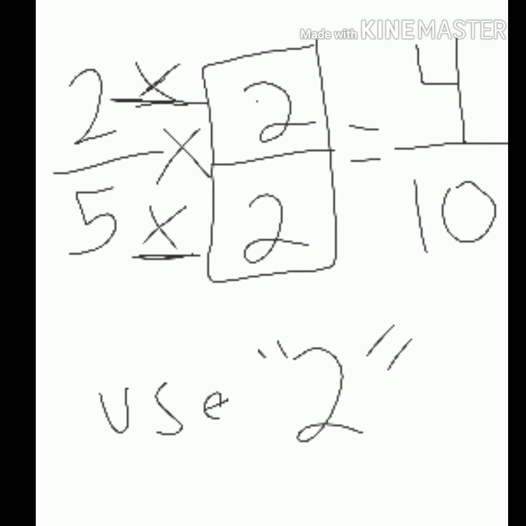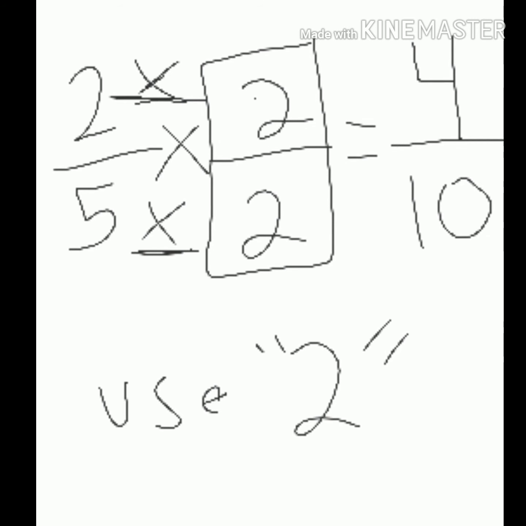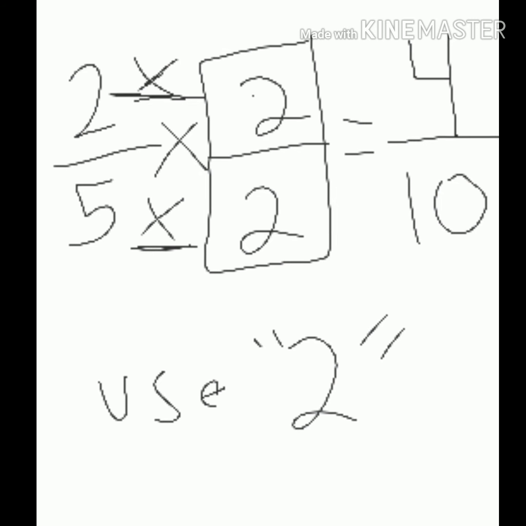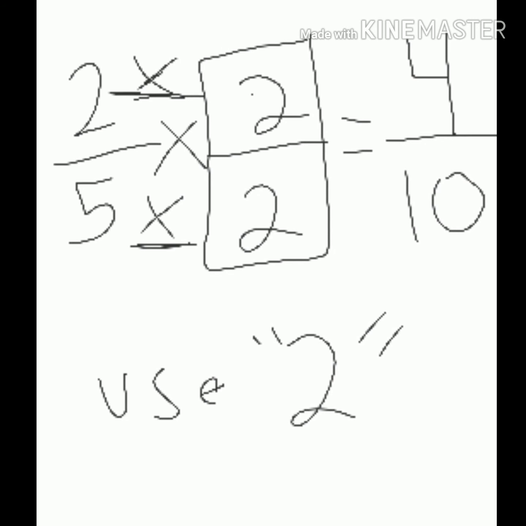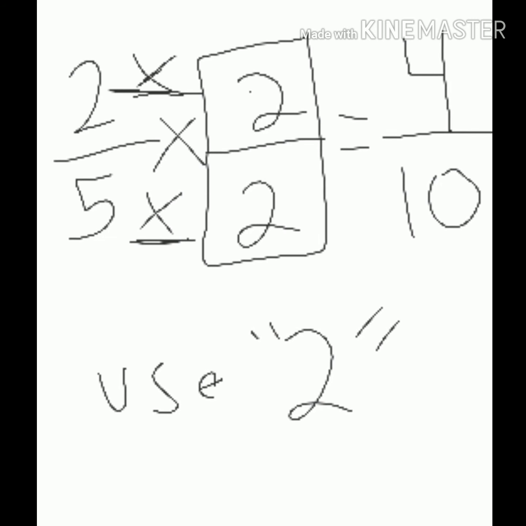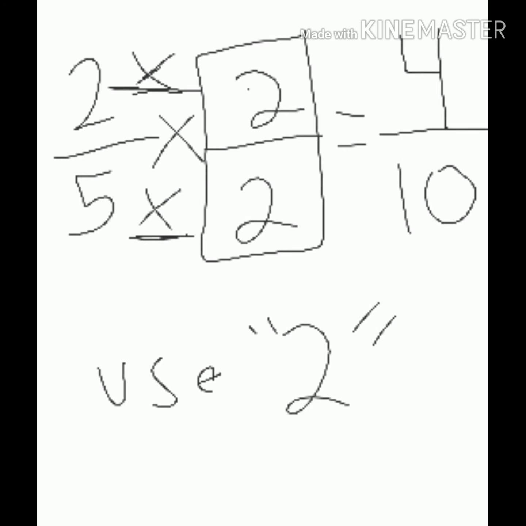All right, so check this out. 2 times 2 equals 4. 5 times 2 equals 10. So by multiplying the numerator and the denominator by the same number, that's the basis and the basics of how you get equivalent fractions. Now, to check it, you can cross multiply.